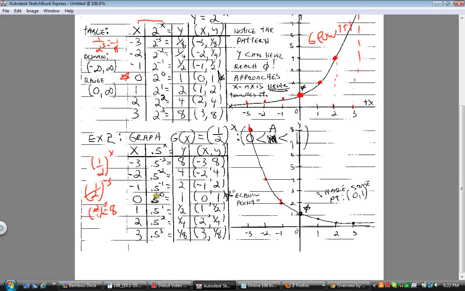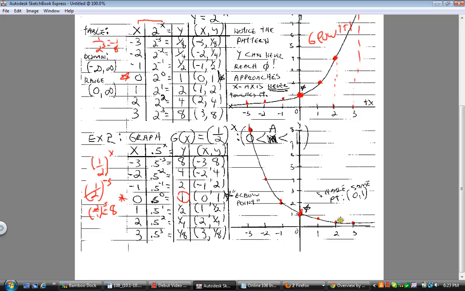Any base raised to the 0 power always equals 1. And so therefore we've hit the elbow point or the turning point again. You want to find these first when you're graphing these. Sometimes this elbow point can be shifted, but in this case it's at the same spot. Now when x equals 1, you have 1/2 raised to the first power gives you a 1/2, and notice how quickly we start to go 1/2, 1/4, 1/8.